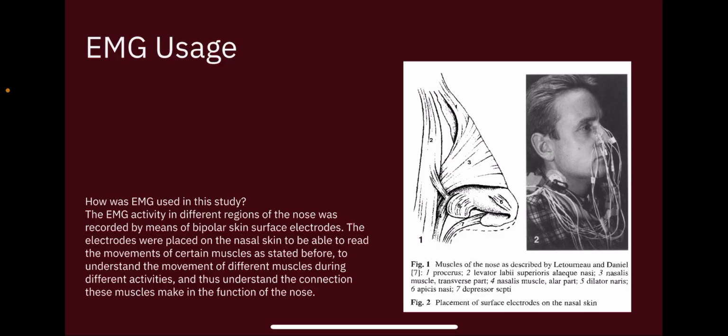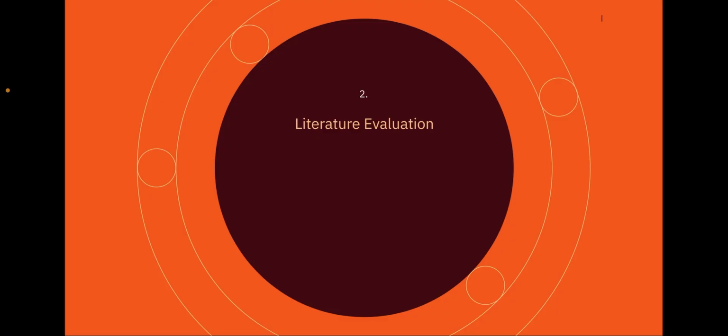In this study, EMG was used to measure the activity in different regions of the nose using bipolar skin surface electrodes. These were placed on the nasal skin to be able to read the movements of certain muscles, as stated before, to understand the movement of these different muscles during different activities, and thus understand a connection between these and the function of the nose.